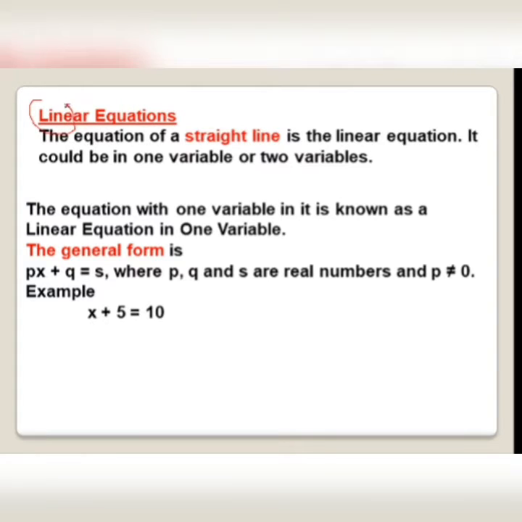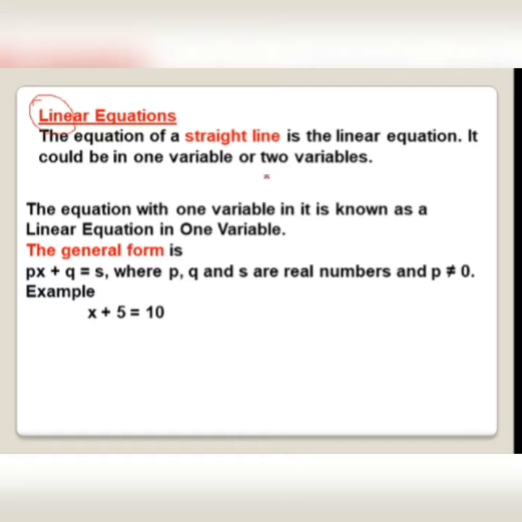The word says itself, line. Linear equation means equation: if we draw the graph of the equation, we will get a line. Or we can say linear equation is where the degree of our variable is 1. Degree of our variable is 1. That's why they are called linear equations. Okay. Now the same thing they are saying, the equation of a straight line is the linear equation.